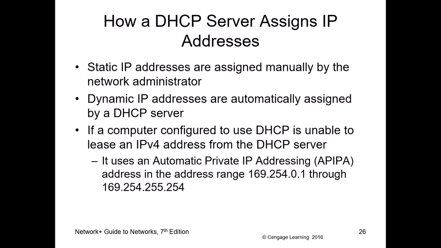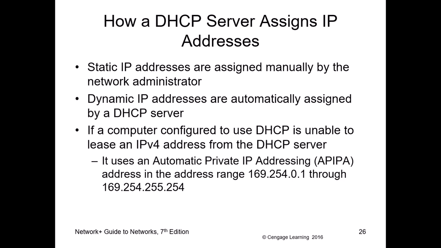And an APIPA address, an Automatic Private IP Address, is an address that starts with 169.254. So if you type in ipconfig and you see an address that starts with 169.254, and it doesn't matter what the last 2 bytes are, then you know that your DHCP server is down. Please write this down as well. That's important.